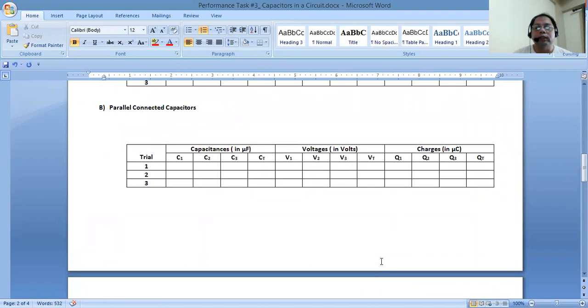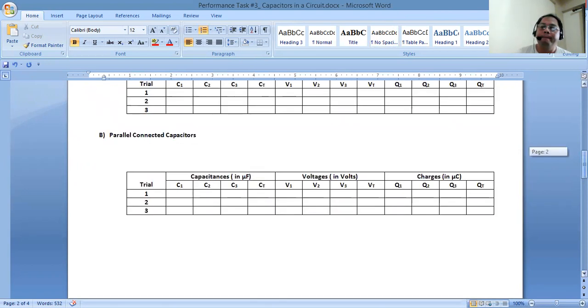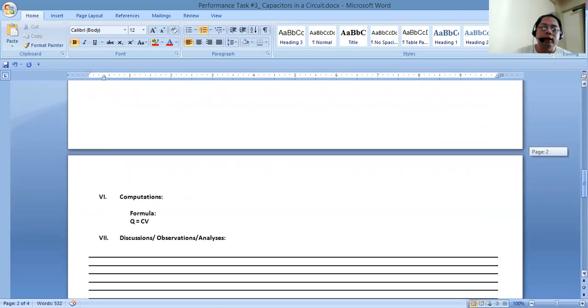So again, that's your task. And here in our table, I think you can set C sub 1, C sub 2, C sub 3. But for your value of C sub T, or total capacitance, I think there's a need for you to solve this, because the total capacitance will not be available in your simulator. And I think you have to remember the formula for C sub T.